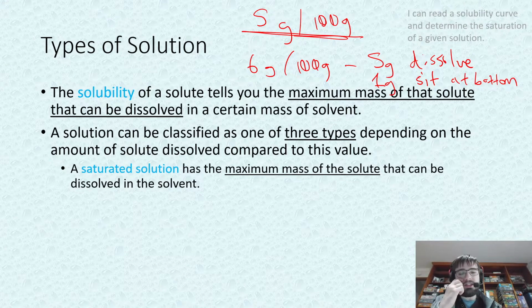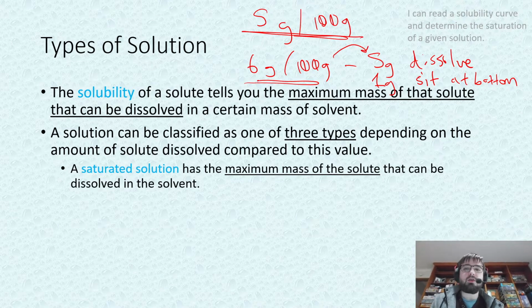So that doesn't mean that you've put the exact right amount of solute in. In our example here where we put 6 grams in, it's still saturated because it's full. It's holding this 5 grams per 100 grams there. Even if there's excess, it's still a saturated solution.